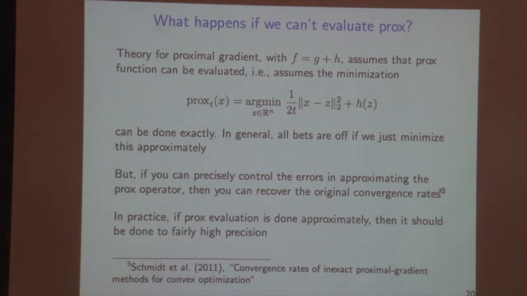However, in practice, it tends to work out if you evaluate this proximal operator to high precision. So you run whatever optimization algorithm you want to a high level of accuracy. And there's emerging theory saying that if this is done appropriately, then it still converges. Here's a very recent paper that studies this. It basically puts a condition on how much error you can incur over each iteration when you approximately minimize this inner minimization problem that's defined by the proximal operator.